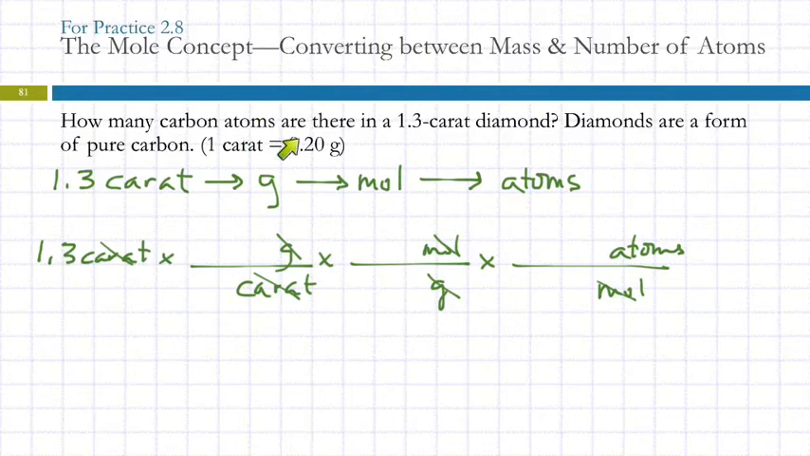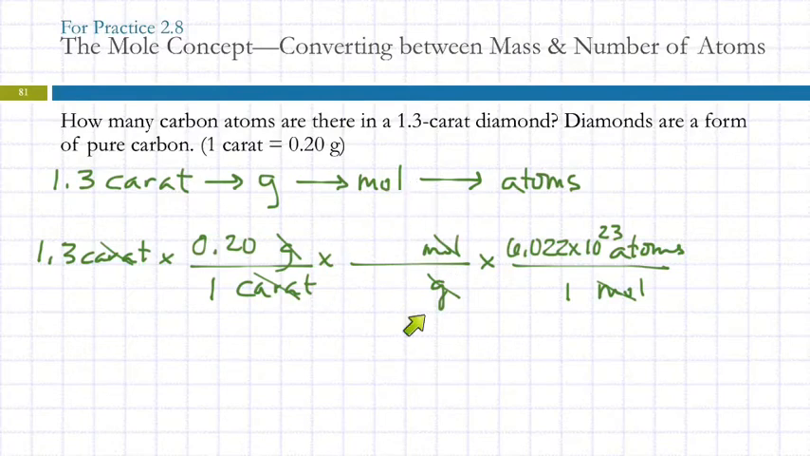Well, this one's written up here for us. 1 carat equals 0.2 grams. So 1 carat, that's this conversion here between grams and carats. So I'm going to put a 1 down here and a 0.20 with the grams. This one at the end is Avogadro's number. A mole is Avogadro's number of atoms. So 1 mole, and this is going to be 6.022 times 10 to the 23rd atoms.